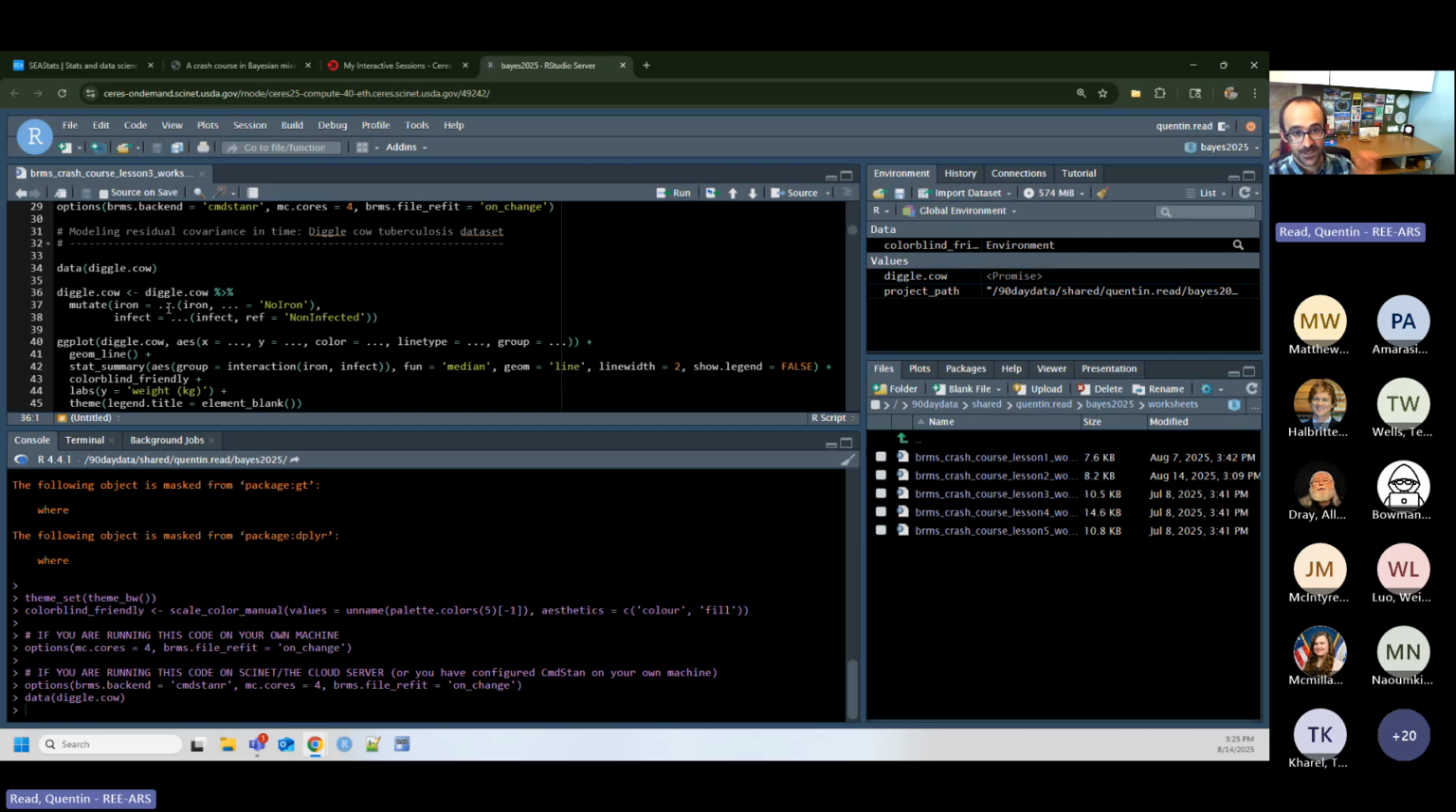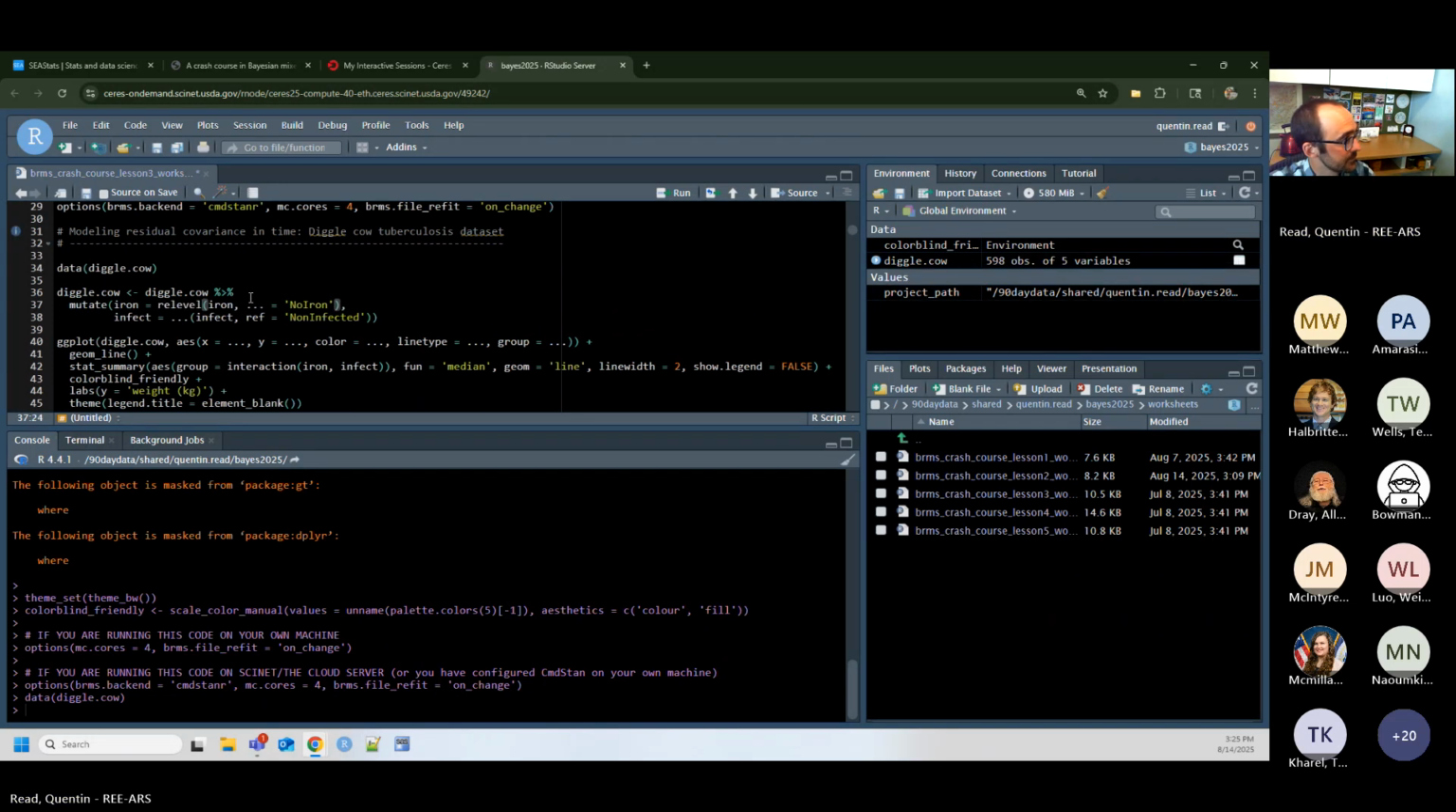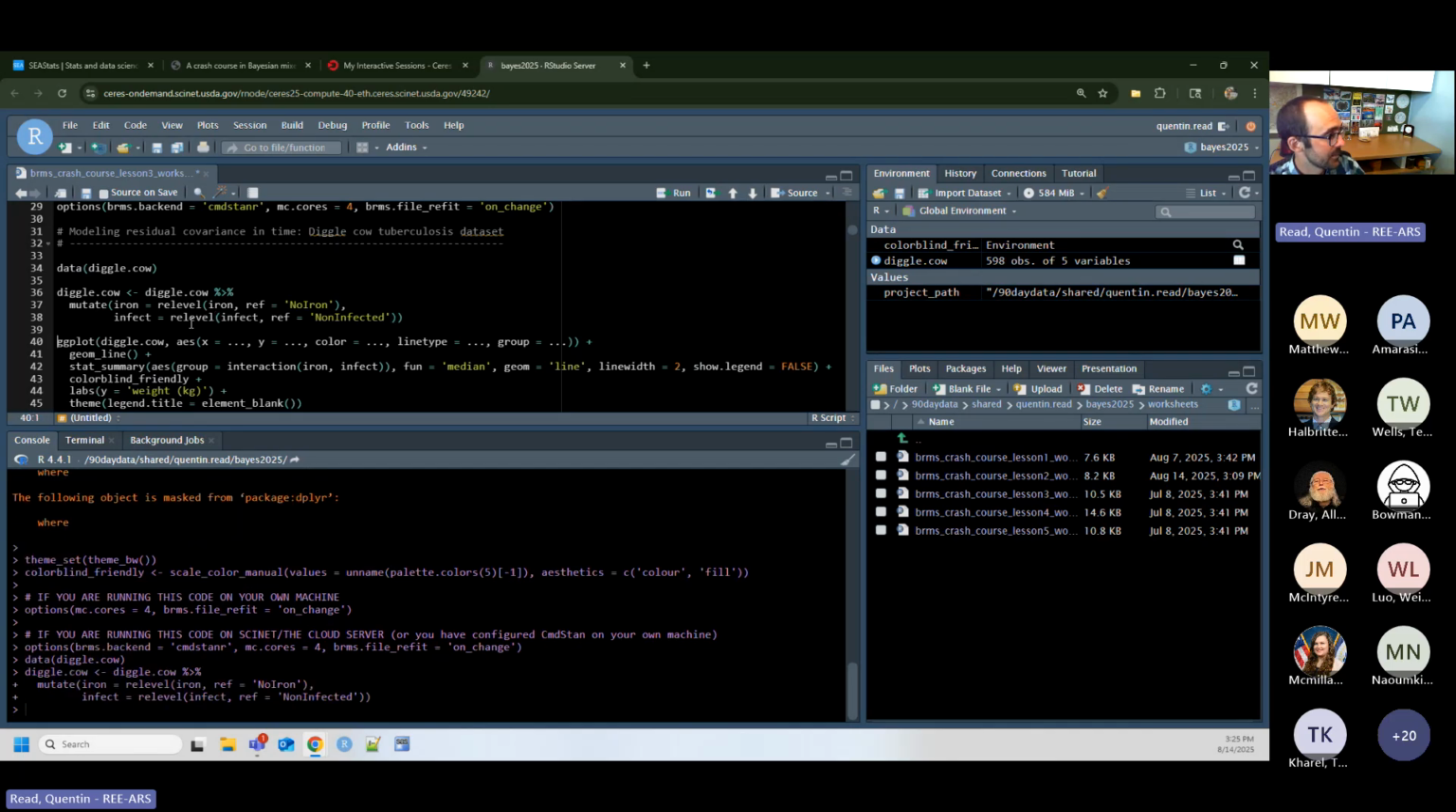And then again, as I said, we want to set the reference level of the intercept to be the control group in both cases. So we're going to use the relevel function, ref equals no iron, and we're going to relevel infect as well. Mutate means create or modify columns in our data frame. Hit Control Enter when the cursor is somewhere on that line to run it.